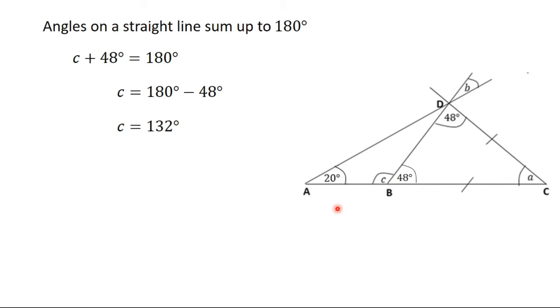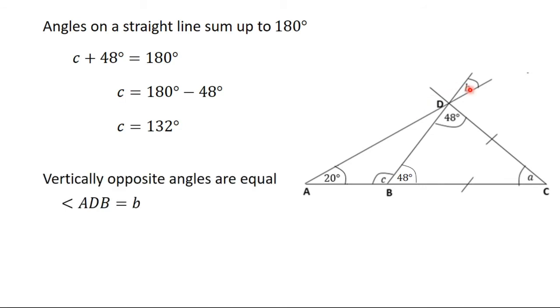Now let's continue to find the last one, which is B. I know that vertically opposite angles are equal. Now look at it very well. This angle here that you have here, B, is vertically opposite to this angle here, angle ADB. So if here is B, because we know that vertically opposite angles are equal, this side here will also be B. I hope that is clear. Vertically opposite angles are equal. So if here is B, then this angle here will also be B.